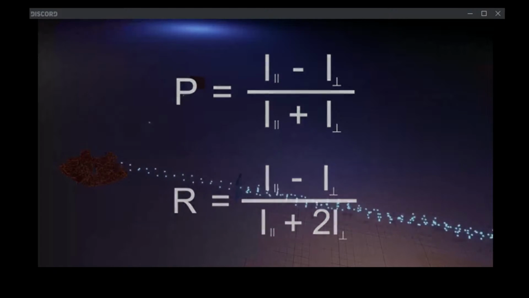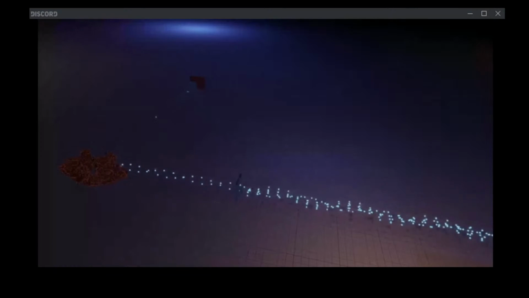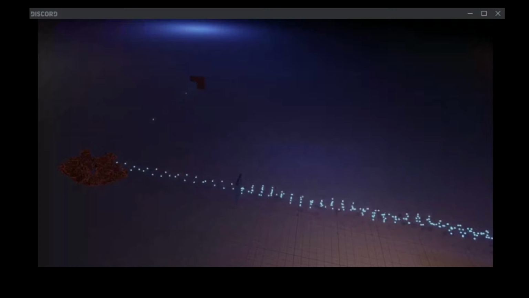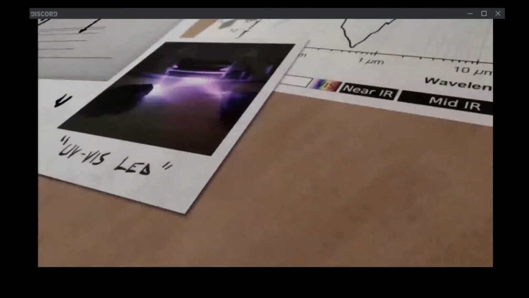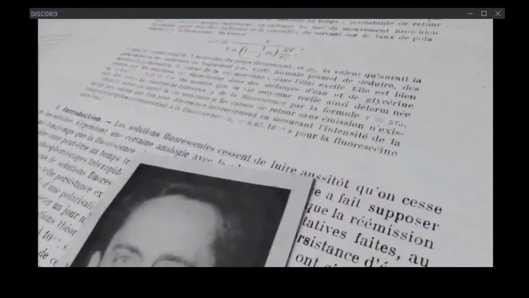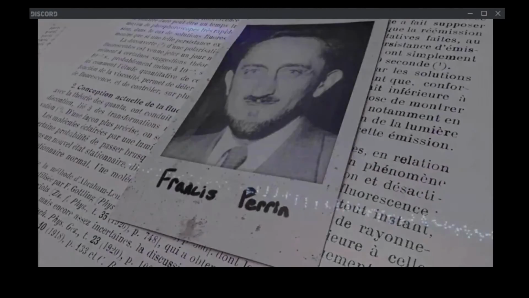To switch between the two easily, let's quickly derive a conversion equation. Much better. Now, we can do some truly groundbreaking biophysics. Viscosity, binding affinity, fluorescent quenching, and more are all derived from this in Francis Perrin's original paper, published in 1966.